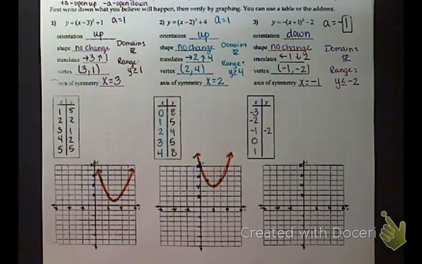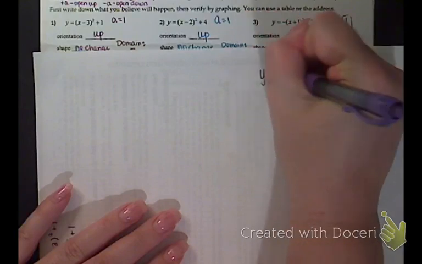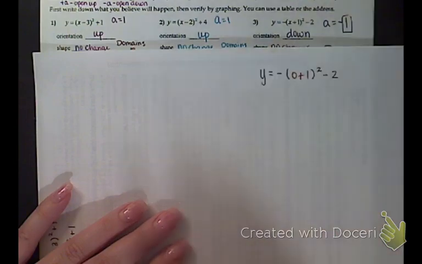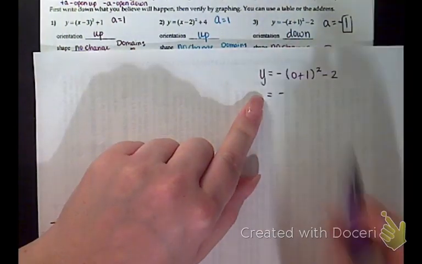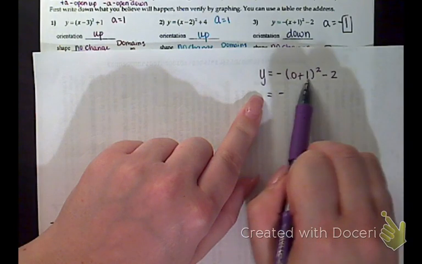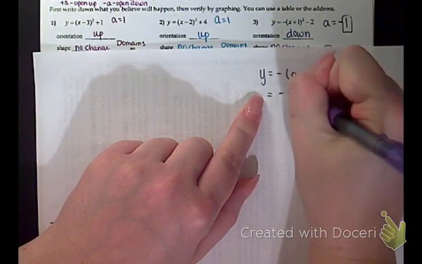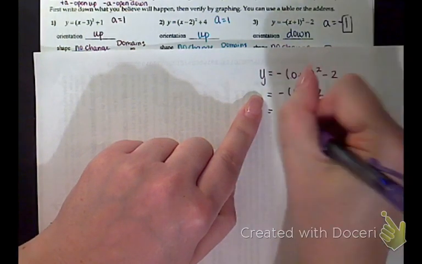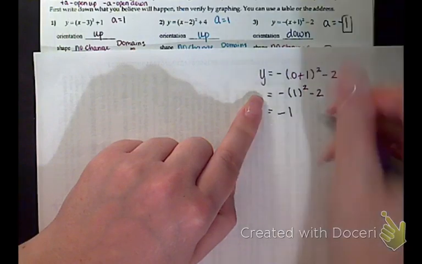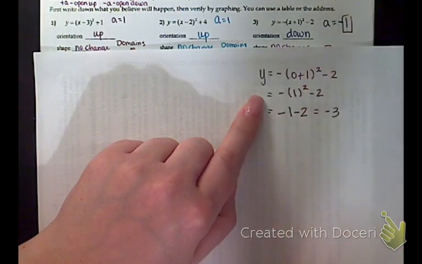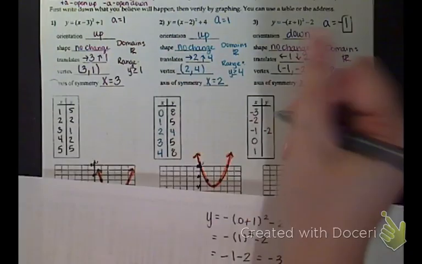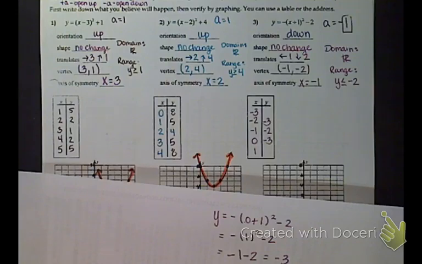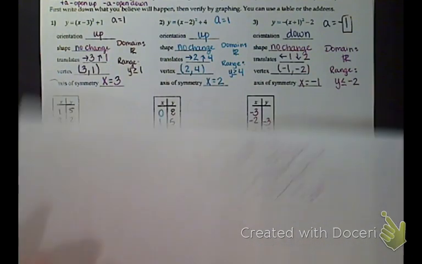Let's plug in 0. Okay, so I have y equals negative. Now if I plug in 0, it's 0 plus 1 squared minus 2. So that negative stays. 0 plus 1 is 1. I'm going to do all the steps for this one. 1 squared is 1, but I have that negative out front, so I'm going to keep it a negative 1. Minus 2 gives me negative 3. So when I plugged in 0, I got negative 3. And guess what? If you plug in negative 2, you're going to get the same thing. Okay, let's plug in 1.